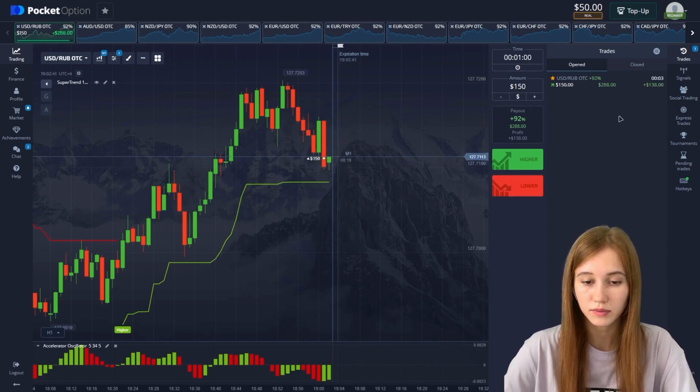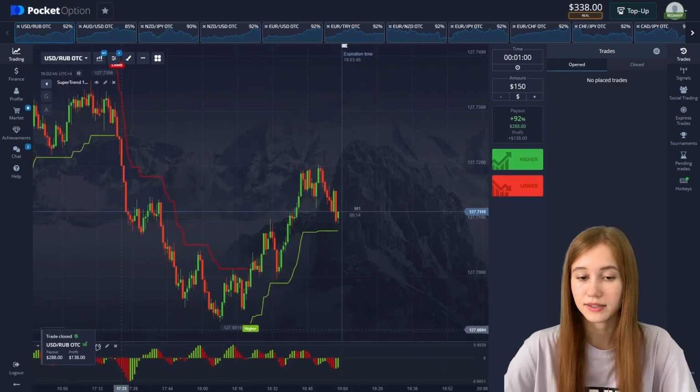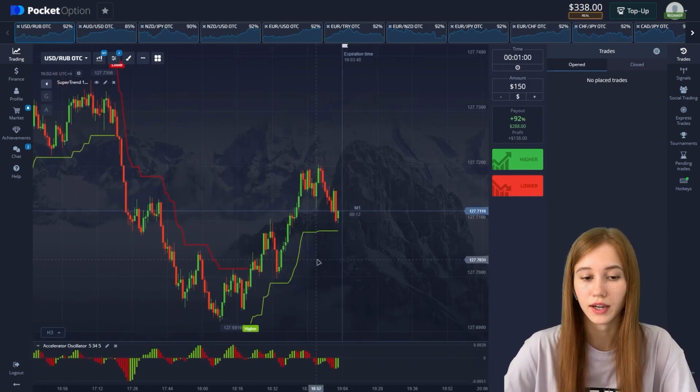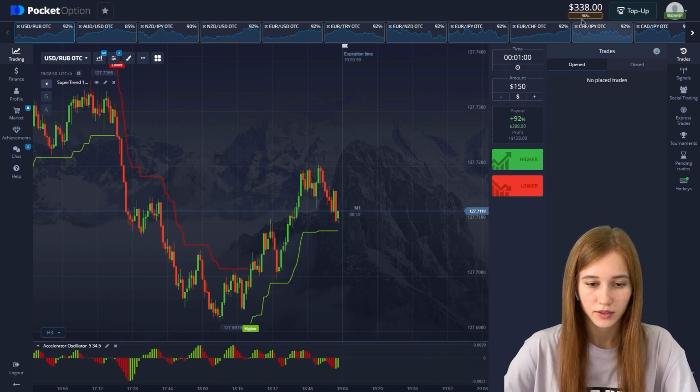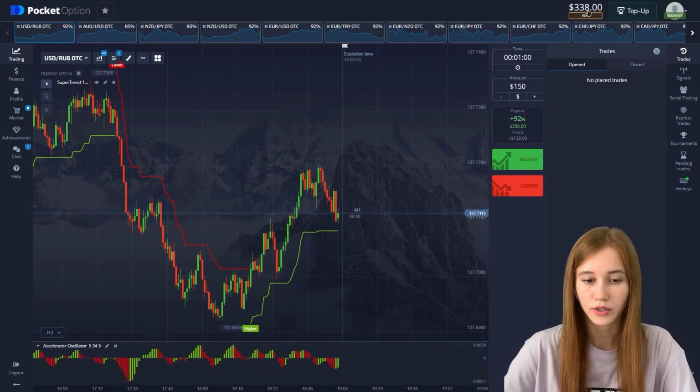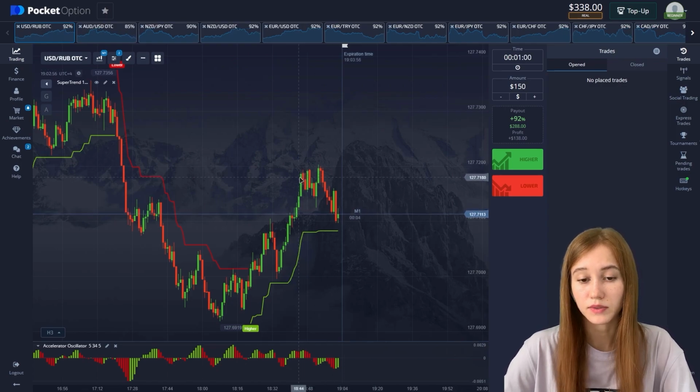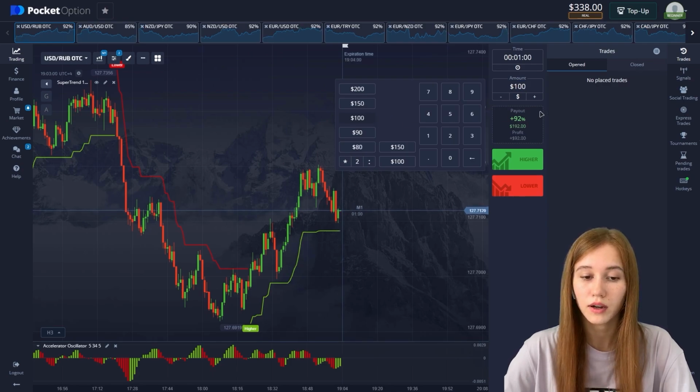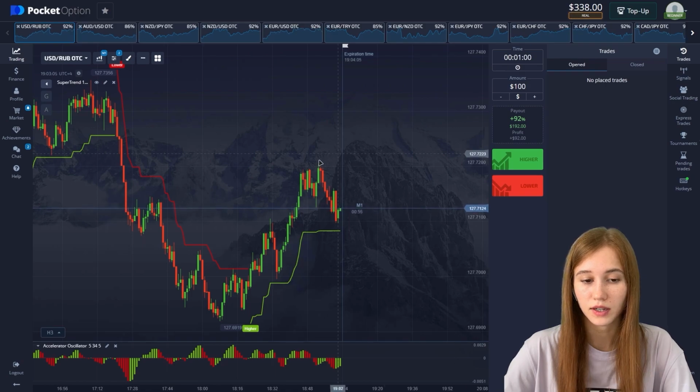We can zoom it. Good. Last deal, profit $138. So $338 on my balance. Let's reduce the amount of the deal to $100 for now, as the balance is not very large. Let's move on to the next currency pair.